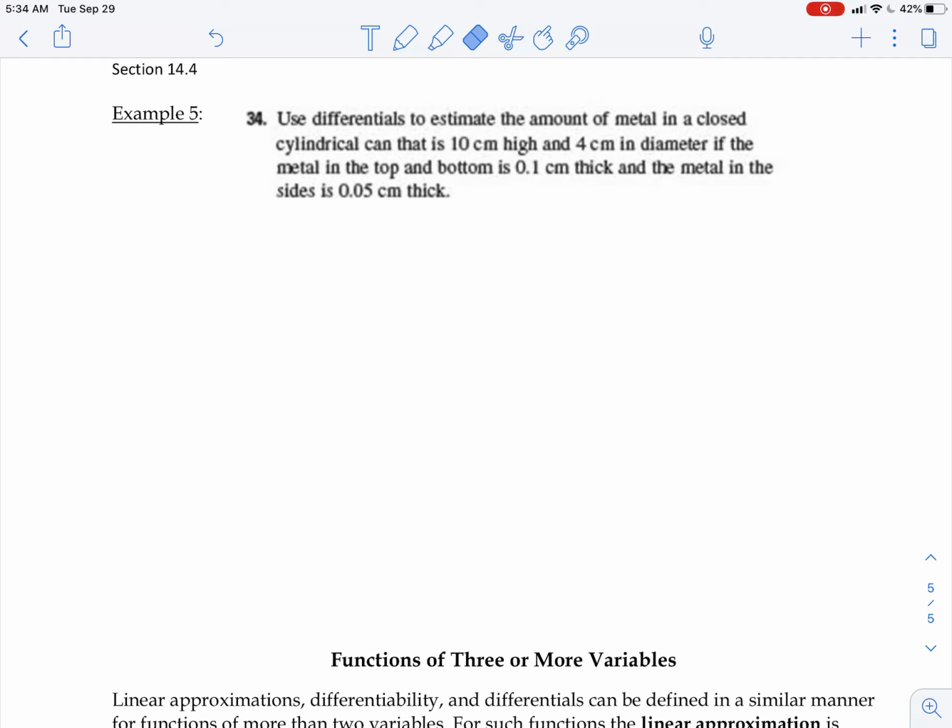And we're going to use differentials to estimate the amount of metal in a closed cylindrical can that is 10 centimeters high and 4 centimeters in diameter if the metal in the top and bottom is 0.1 centimeters thick and the metal in the sides is 0.05 centimeters thick.